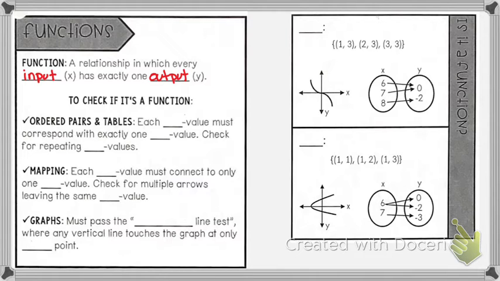Okay, to check if it's a function, we have three ways we can check. In ordered pairs and tables, each x value must correspond exactly with one y value. Okay, you're going to see if there are any repeating x values. If you have repeating x values, that means that it is not a function. So repeating x values equals not a function. Okay.